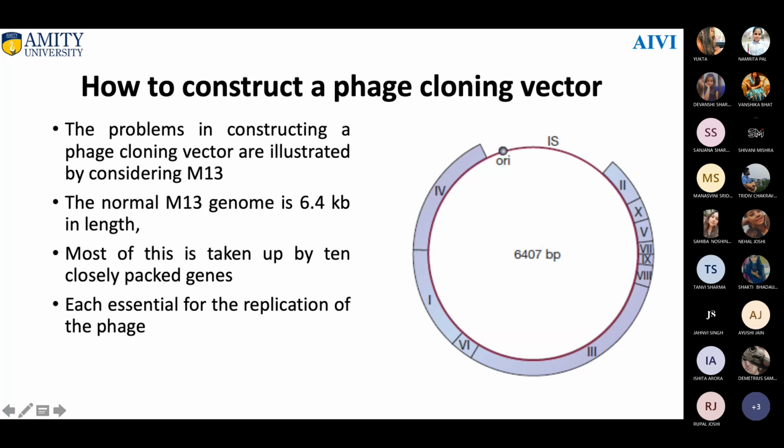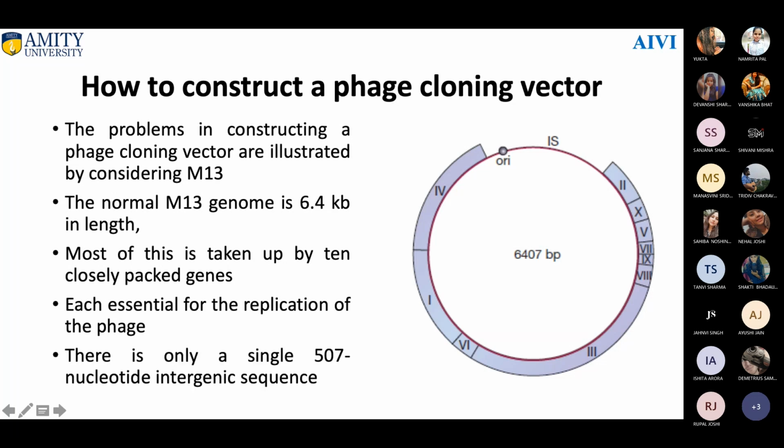The reason they are not sequenced is that the number given to these genes is based on how they were discovered. Whichever was discovered first gets the first number, and so on. Most of the genome is taken up by 10 closely packed genes, each essential for replication. So these genes are required for replication, and in such a case, removal is not something you can do.